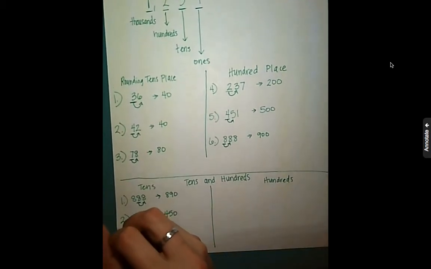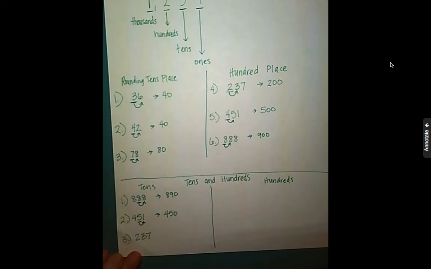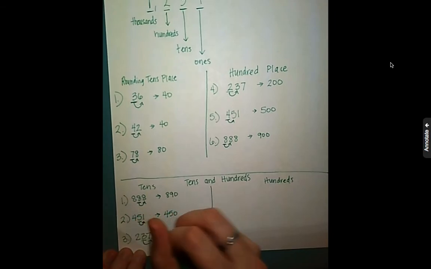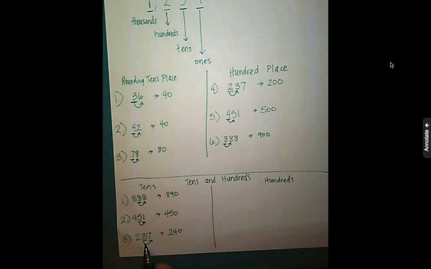Okay, one more example from above. 237. So if I'm still in tens, 3 is in the tens place. We'll look to the number to the right. Is 7 larger or equal to 5? Yes, it is. So when I round in the tens place, it's going to be 240. Because when you round up, the 3 is going to change to 4.